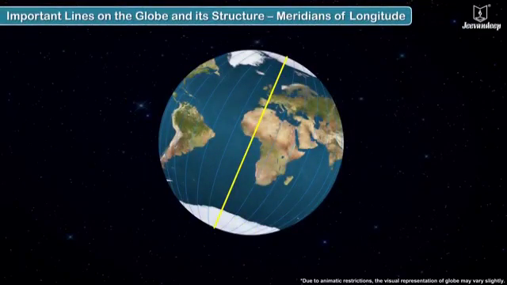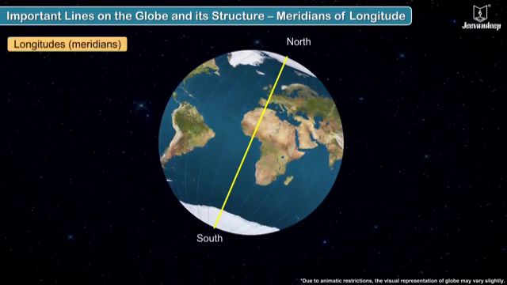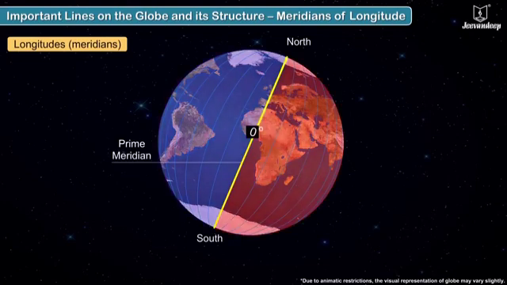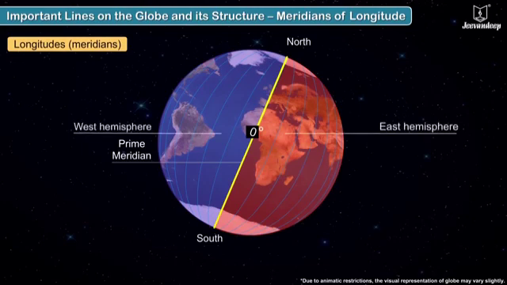Meridians of longitude. The vertical lines on the globe which run from north to south are called longitudes or meridians. The prime meridian, the 0 degree longitude, divides the earth into 2 equal vertical hemispheres, the east hemisphere and the west hemisphere.